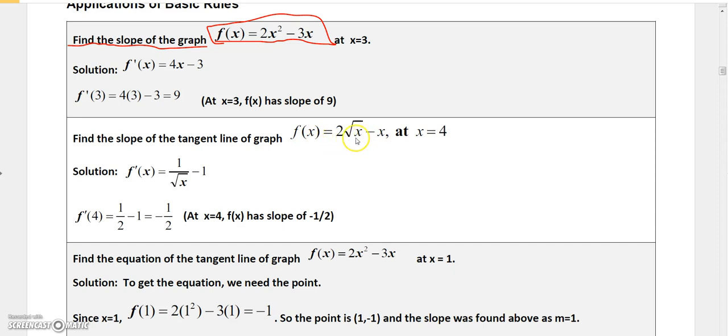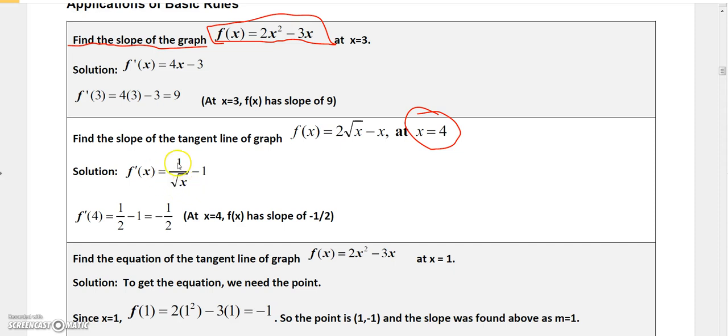Go ahead and calculate the derivative for practice on your own and show that the derivative of 2 square root of x minus x is 1 over square root of x minus 1, and then evaluate it at the number given. So it says find the slope of the tangent line of that function at x equals 4. So I will put 4 into the derivative to calculate this.